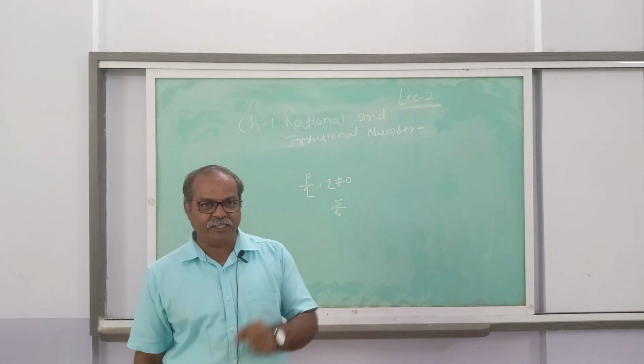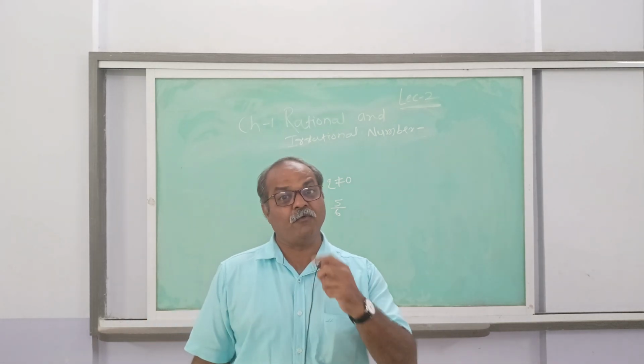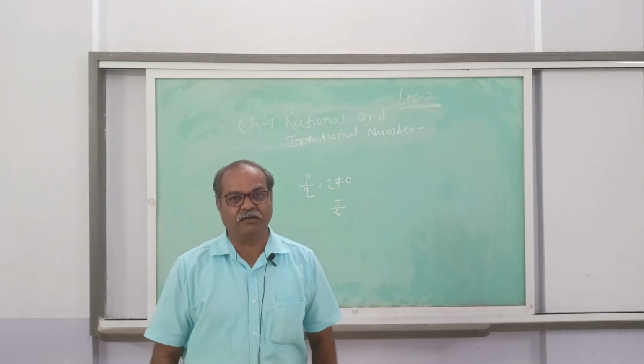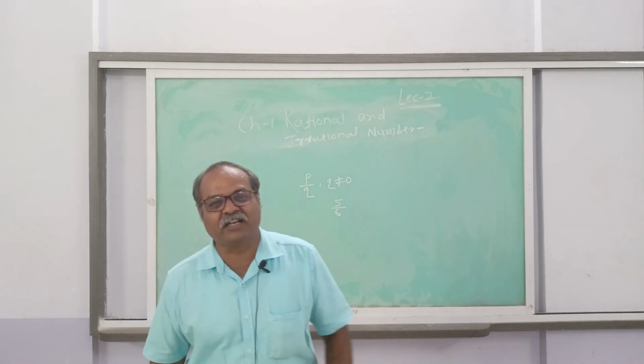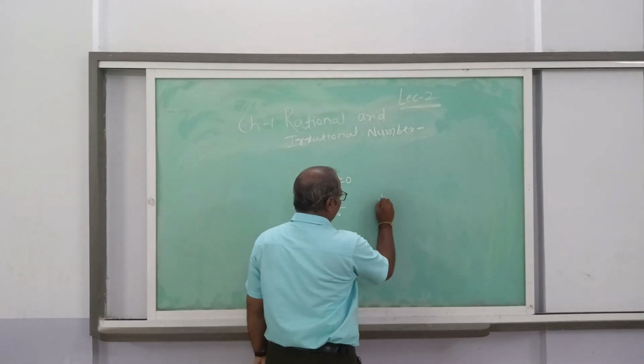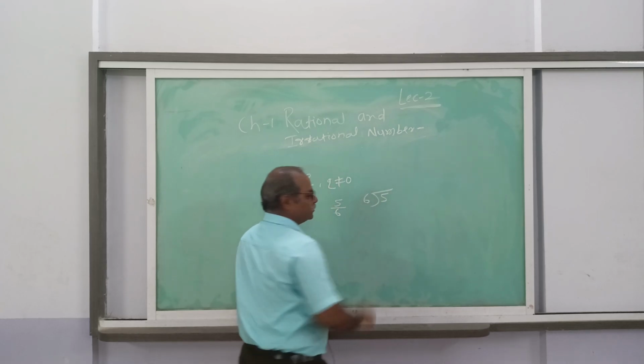So we will express 5 by 6 in the form of a decimal number. How do we convert it? It is a simple division. We learned that division in, I think, the 4th or 5th standard. So I just divide 5 by 6.